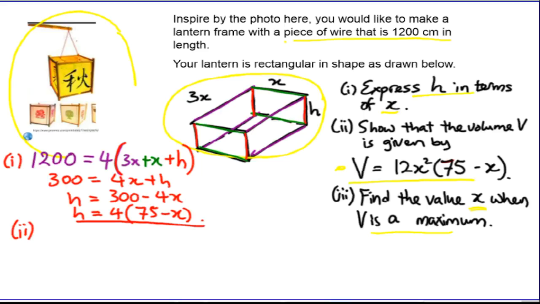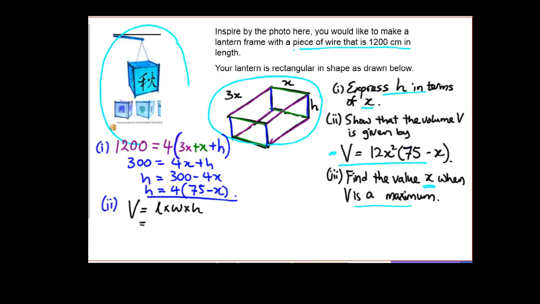Question number 2 says that we need to find the volume. Well, okay, so volume is equal to the length times the width times the height. In this case, it is 3x, and the width is x, and the height is 4 times of 75 minus x. So that simplifies to 12x squared times 75 minus x, exactly as we want, as needed or required. Okay, so this is question number 2.